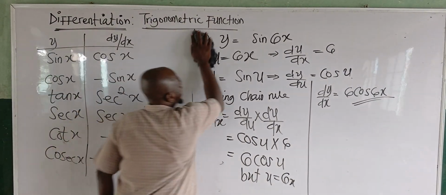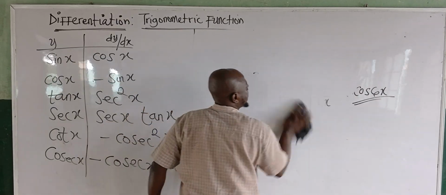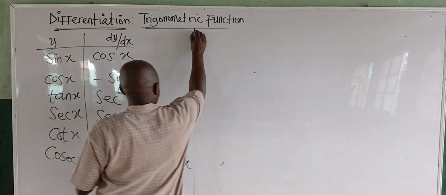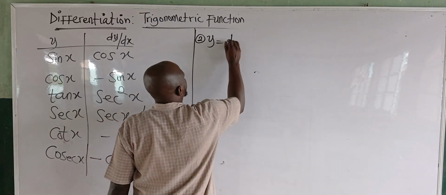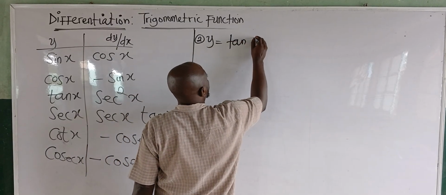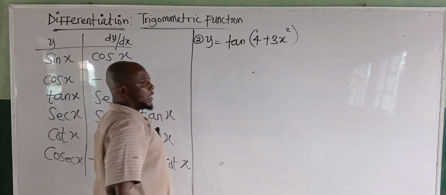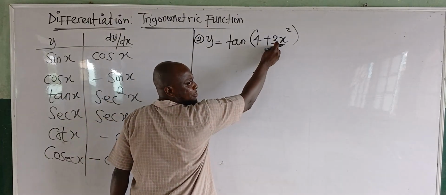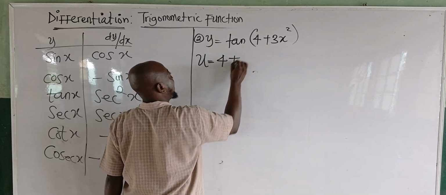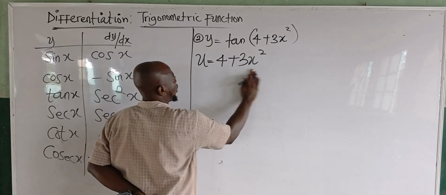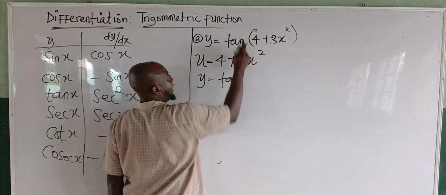So next up, going further, I have here example number 2. You have y equals tan(4 + 3x squared). What do you know going forward? I said everything in front here is my u. So we say let my u become all of this. That's the first thing you note. And then next up, we say let my y be tan u. So I'll replace it with u like this.